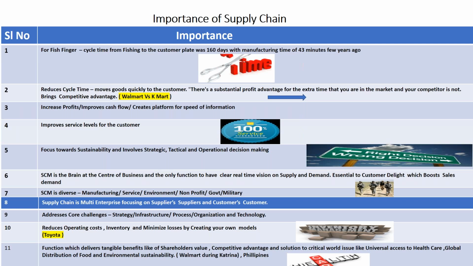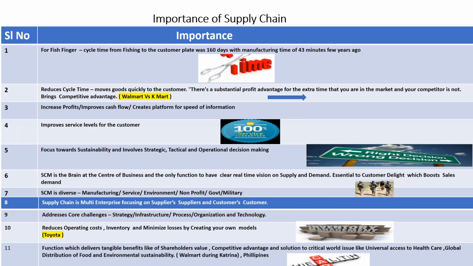Now the situation is different. Supply chain has become circular in nature. This probably is the only function which has a real and clear vision on supply and demand. What is happening to supply position and what is happening to demand. That is why we call it a very, very sensitive function. Supply chain is a diverse function which can be applied to every kind of organization, whether it is manufacturing or services. It can be applied to retail, FMCG, environment organizations, non-profits, government, and military also. Military, yes, definitely. You might have heard about how logistics is doing a wonderful job in the military.